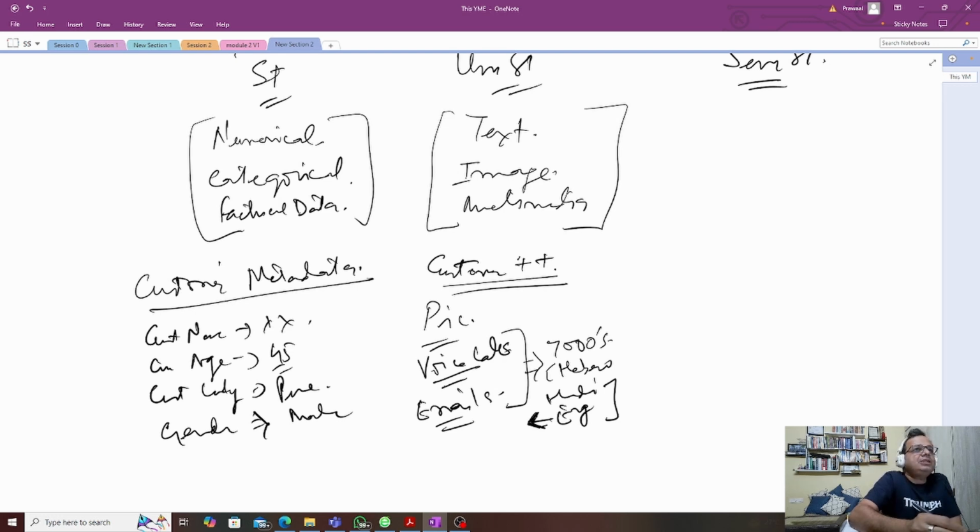So this data is more difficult to process and clean and understand. So that is unstructured. Semi-structured data, again, is a combination of structured and unstructured.